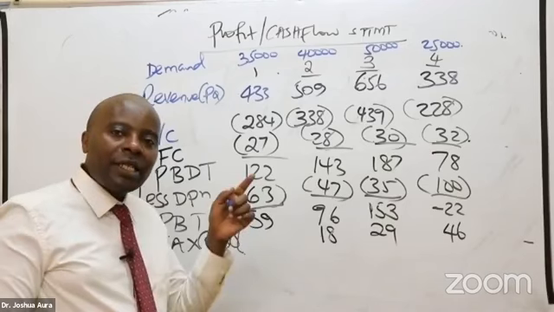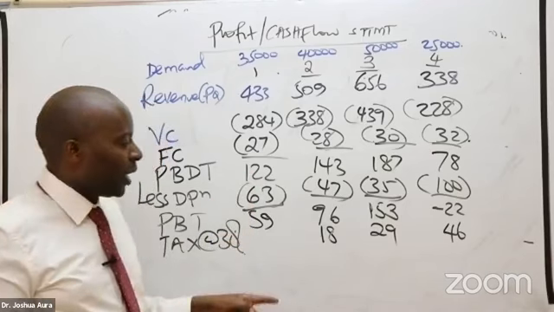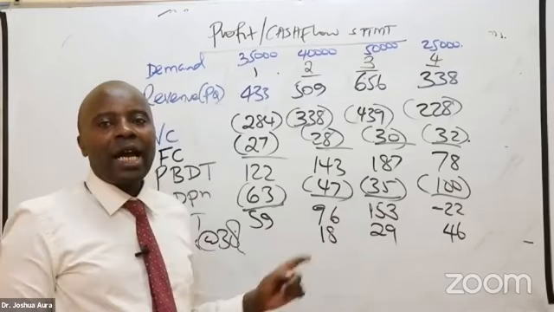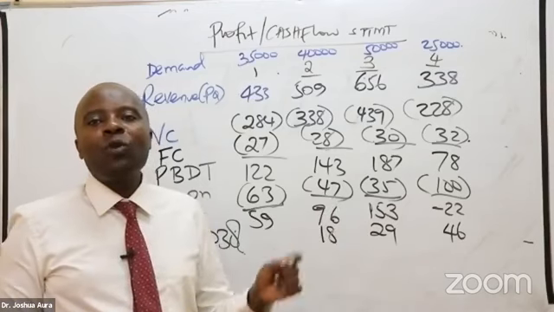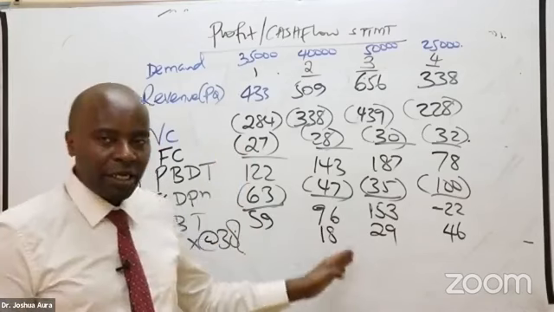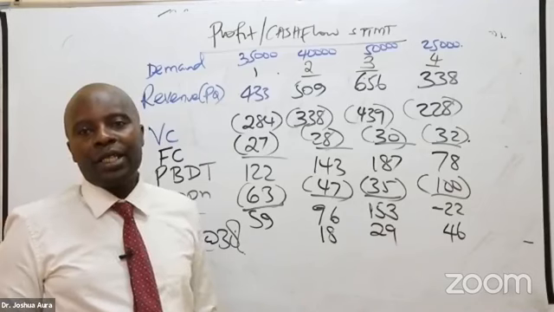But you see, ladies and gentlemen, this examiner was very categorical. He told us that tax is paid 1 year in arrears, meaning that tax for year 1 will be paid in year 2. Tax for year 2 will be paid in year 3, and so forth.